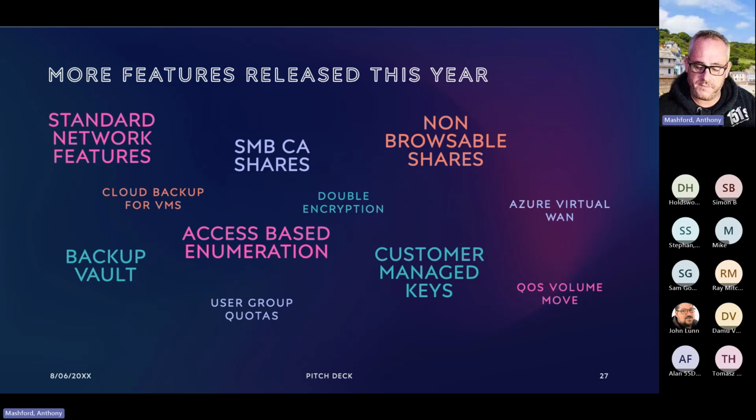Double encryption. Quite a big ask for a lot of customers who are very security conscious. So this is encryption at the hardware layer and at the software layer. Support for Azure Virtual WAN has been brought as well. It wasn't previously supported by the V1 team, but now Azure NetApp Files access across Azure Virtual WAN is supported. The backup vault, so Azure NetApp Files Backup has now had a backup vault introduced. So you can actually create a backup vault to store your backups in, just neatens it up a little bit.